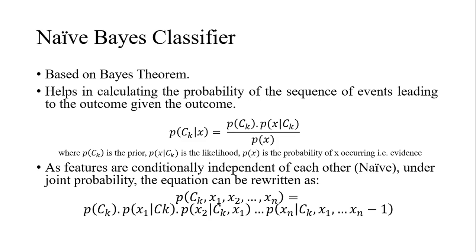Now, let us look at some background on the classifiers. As you can see, the naive Bayes classifier is based on the popular Bayes theorem. Bayes theorem states that if you know the outcome of a particular event, then you can calculate the probability of the sequence of events that have led to that particular event. Here, the naive Bayes classifier extends it by stating that if the features are conditionally independent of each other, which is the assumption that we have made here, then under joint probability, the equation can be further rewritten as the one you can see in the second one.